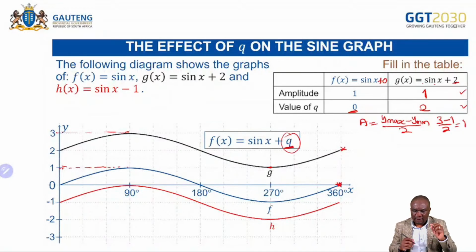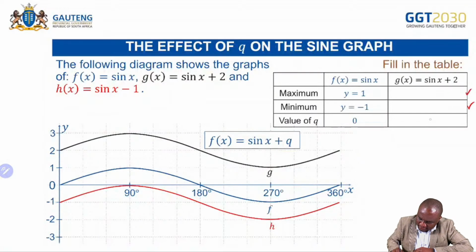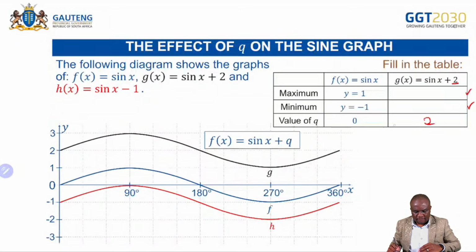Let's go to the maximum and minimum. Is q going to affect the maximum and minimum? Let's try to find out. Can you try to fill in this table? Let me give you 1 minute. You're not doing any calculation here, it's just reading from the graphs. So the maximum for g of x, the black graph, and the minimum for g of x, the black graph. And then our value of q is 2 from the graph here. Okay, 1 minute.